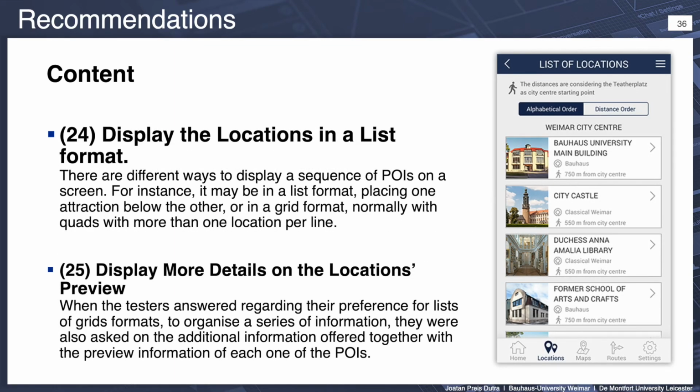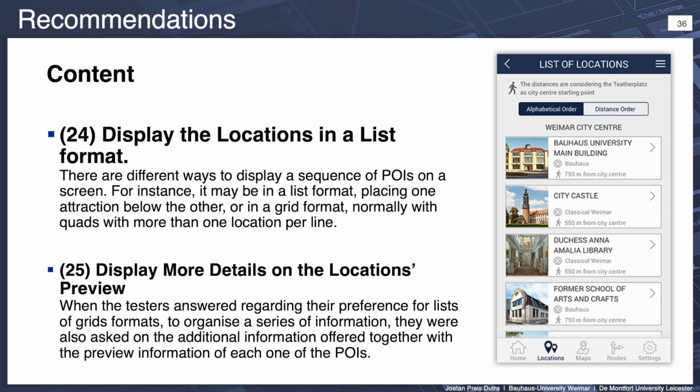And also, when you have book locations, there are some ways you can do it. Sometimes you can do it in a grid format, or you can do it in a list format. And from the evaluation, the list was the most favorite one because you can see more places in one screen. And which connects to the next one, that's display more information about the location.